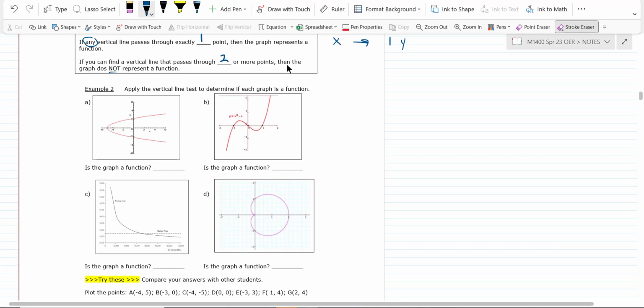So this goes like this. If you go to this example 2, all you got to do is find a vertical line that goes through two or more points. So notice this point is about 2.